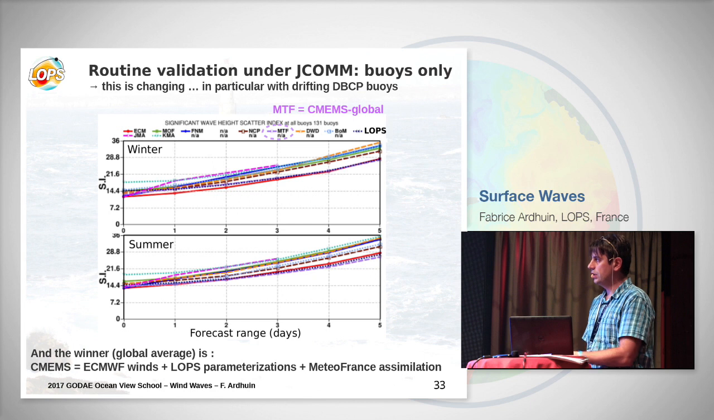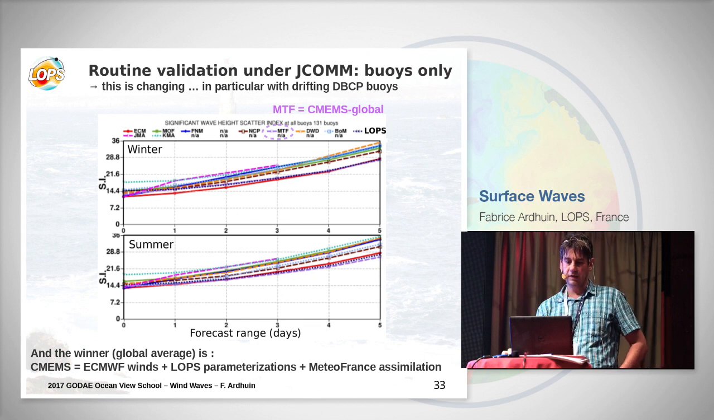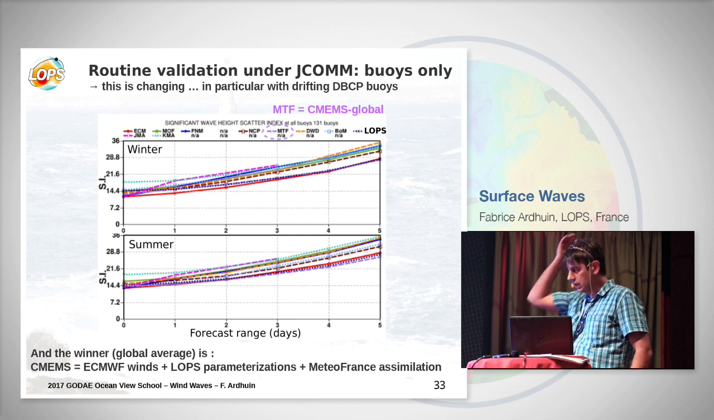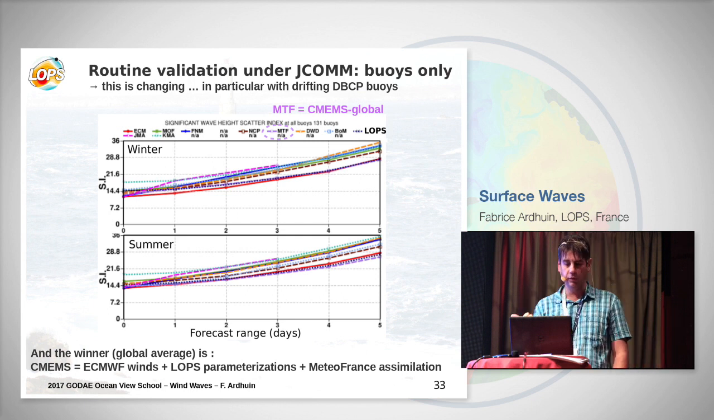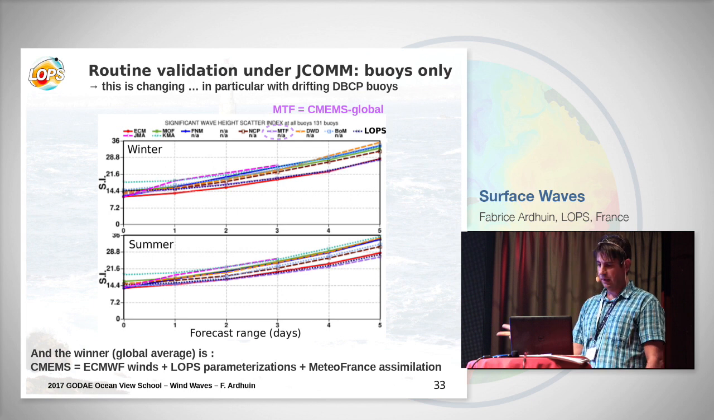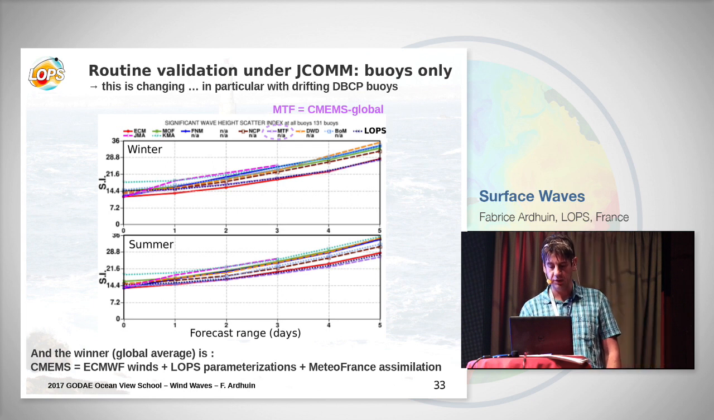And we're doing this validation, so I've been part of this validation with ECMWF for the last 10 years or so, and that gives you the scatter index for winter and summer. And you can see the bottom curves here in the winter, ECMWF, and we're getting almost the same. So that's my model, the dotted blue line. And the CMEMS global model run by Météo France is this other purple line here. And in the summer, you can see clearly, and it's also true in the winter for the 5-day forecast, that the best solution is actually the CMEMS, which uses ECMWF winds, the parameterization from my lab, and data assimilation that they do using satellite altimetry and SAR.